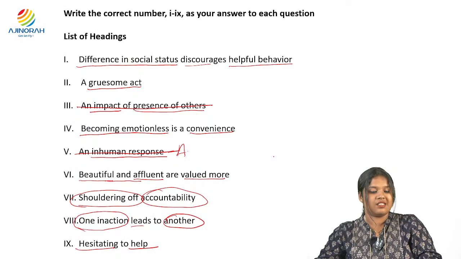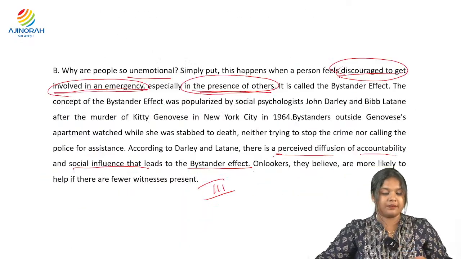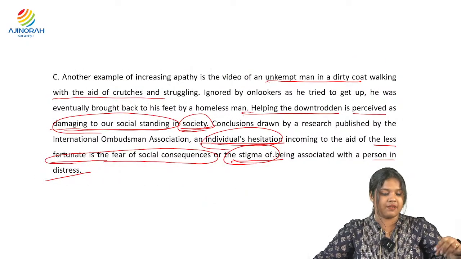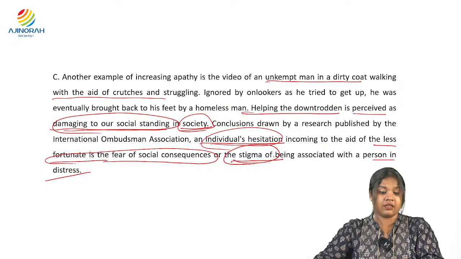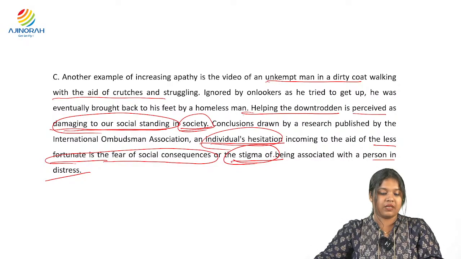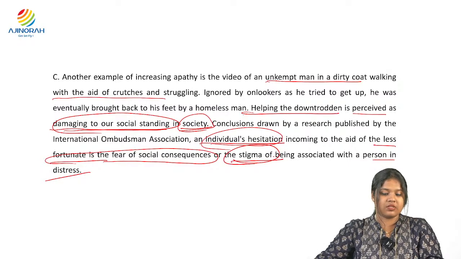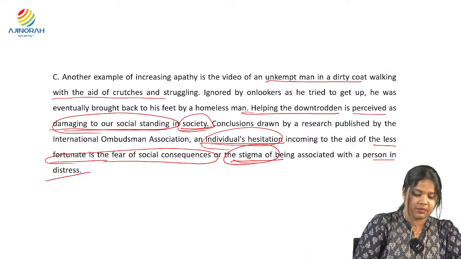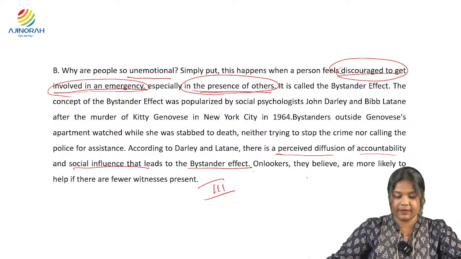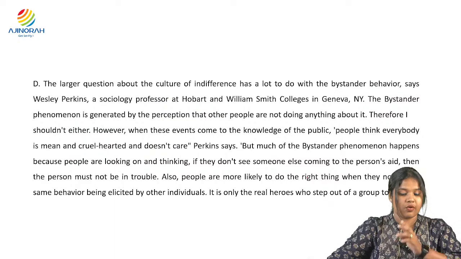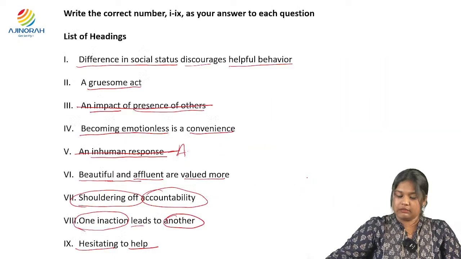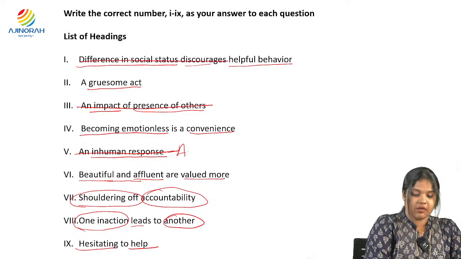Differences in social status discourage helpful behavior, because they have said that, and they've cited an example here: an unkempt man in a dirty coat walking on crutches, and no one helped him. Now this is the first heading. Now we'll move on to the fourth one. We'll strike off the heading that we already got.